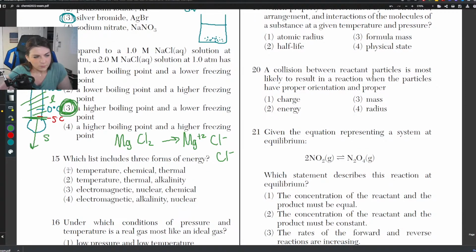15, we're looking for 3 forms of energy. I bet you the number one wrong answer is number one. Temperature is not the same thing. Well, what is electromagnetic energy?